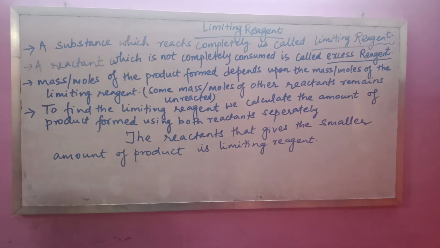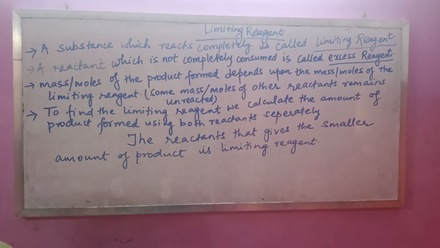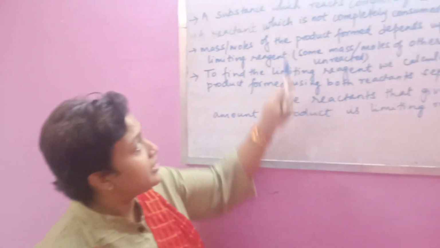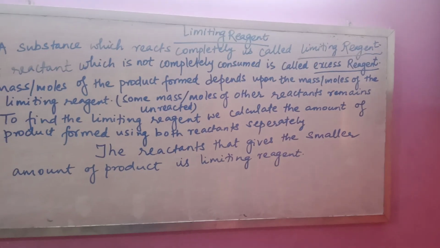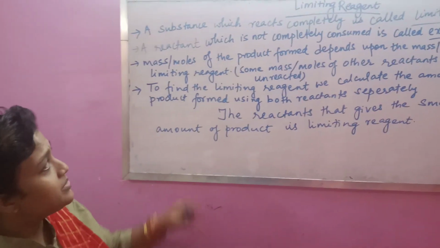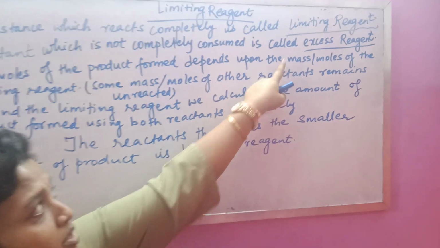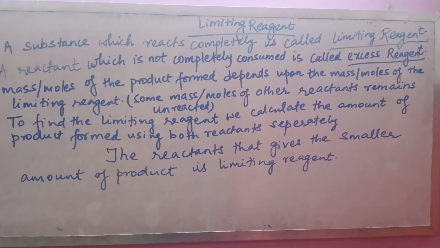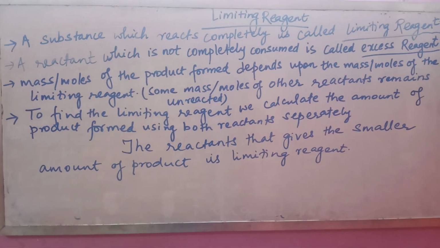Now come to some important properties of limiting reagent. See the first point, which we have already discussed. The reactant which reacts completely is called limiting reagent, and the reactant which is not completely consumed is called excess reagent. The amount of product formed depends upon the moles of the limiting reagent. That means the limiting reagent will determine how much product will be formed.